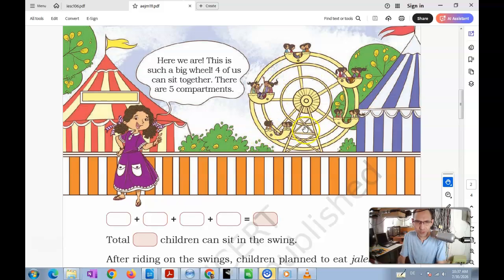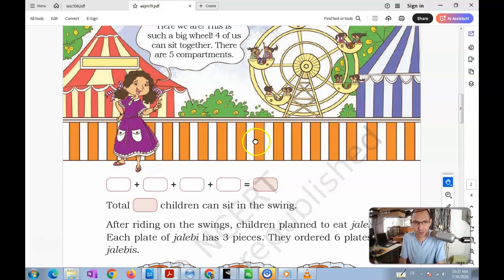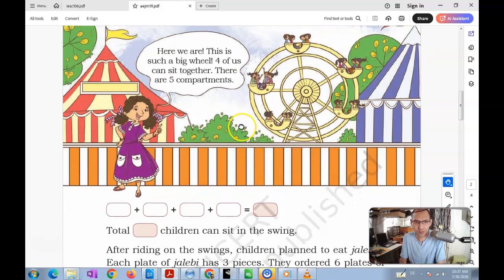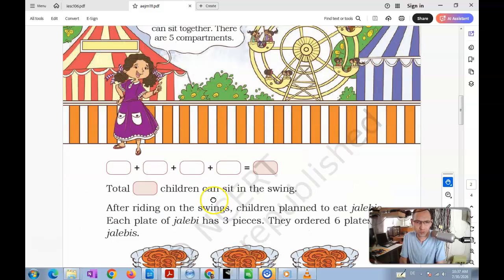So again, for example, over here you see that on this merry-go-round there is one compartment here, 2, 3, 4, 5 compartments, and in each compartment 4 people can sit, meaning that the total number of people that can sit here would be 4 plus another 4. So let me see, 1, 2, 3, 4, and 5. There must be something wrong here. There are 5 compartments, so there must be 5 of these. But anyhow, the total number would be 4 plus 4 plus 4 plus 4 plus 4, 5 times, which would in total be 20 people, right?